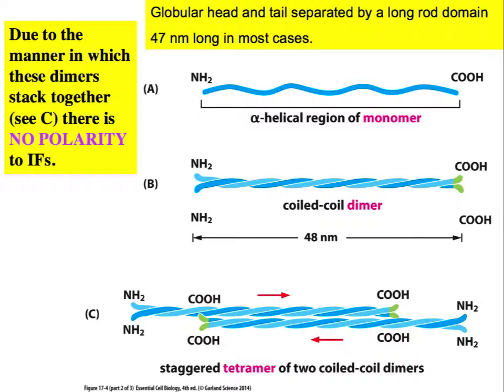But that's not true, because if you look at panel C, two of these dimers will come together to form a tetramer. And these arrows indicate the direction in which the two associate naturally inside a cell. So the ends of the tetramer are identical. So we have amino groups here and we have amino groups there. So these filaments have no polarity.